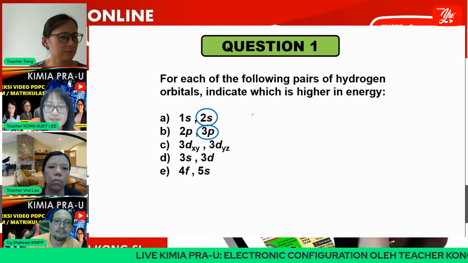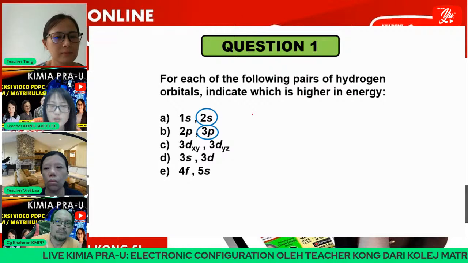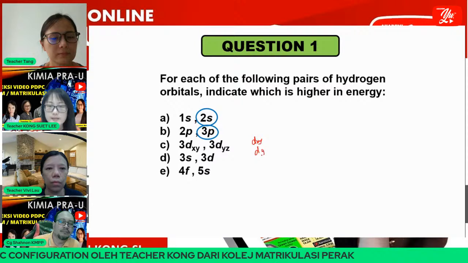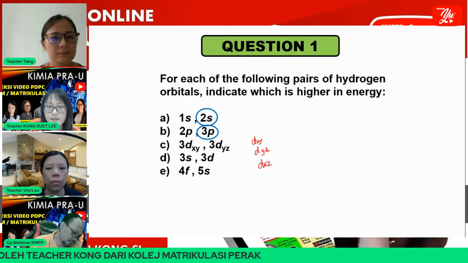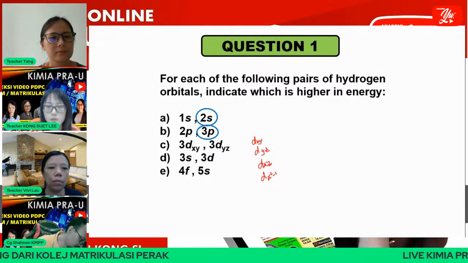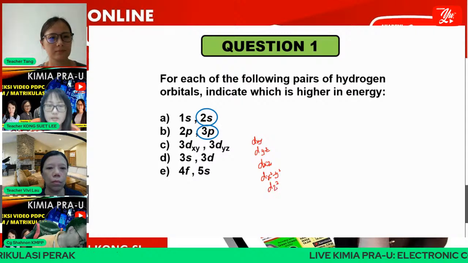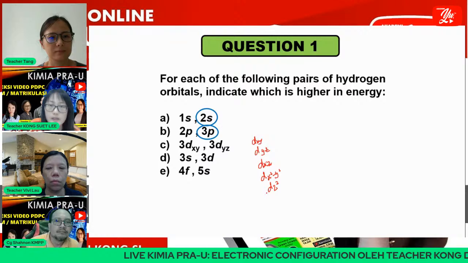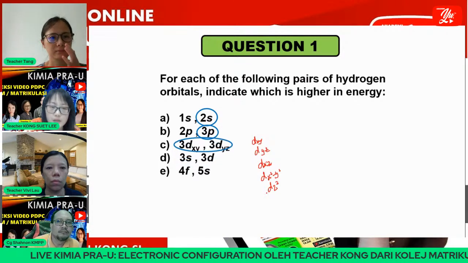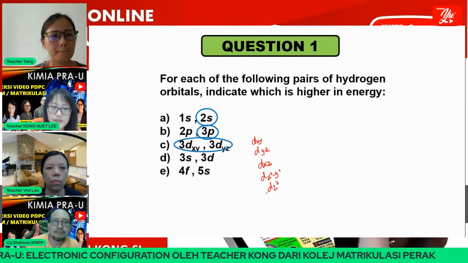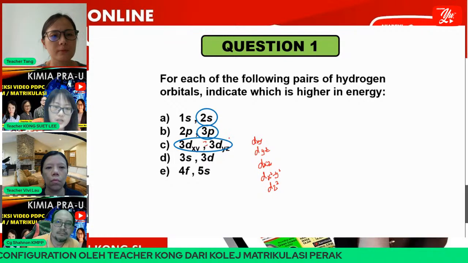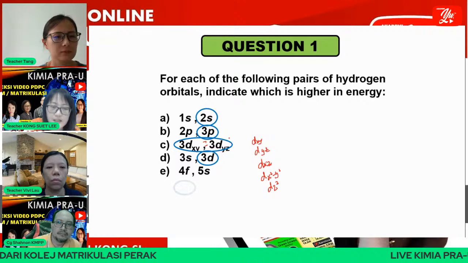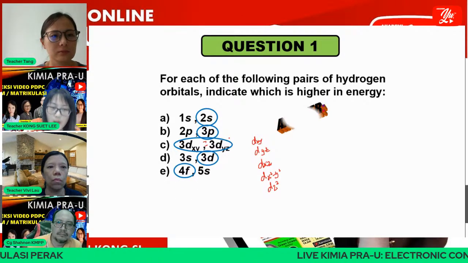How about 3dxy and 3dyz? Because we know for d orbitals there are 5: dxy, dyz, dxz, and then dx square minus y square, and then dz square. Actually, for these 5, they have the same energy. That's why both of them are the same. And then 3s and 3d, of course it is 3d, s, p, d, so d is higher. 4f and 5s, 4f is higher.